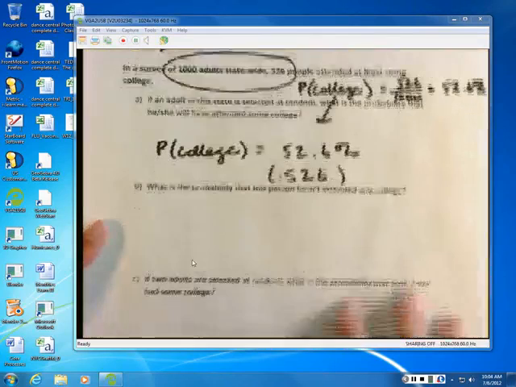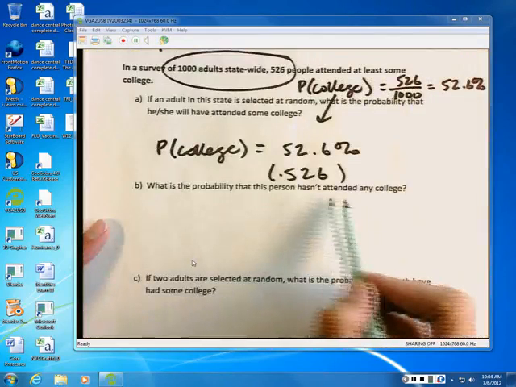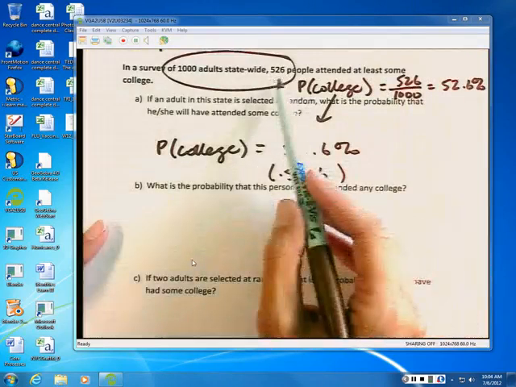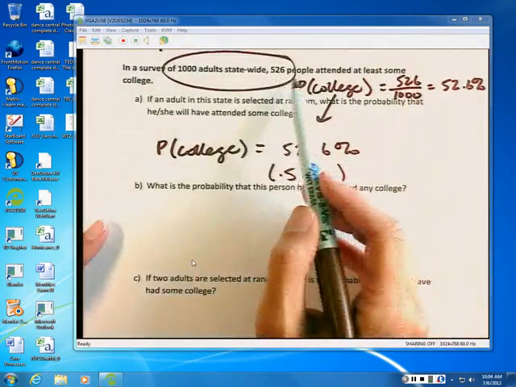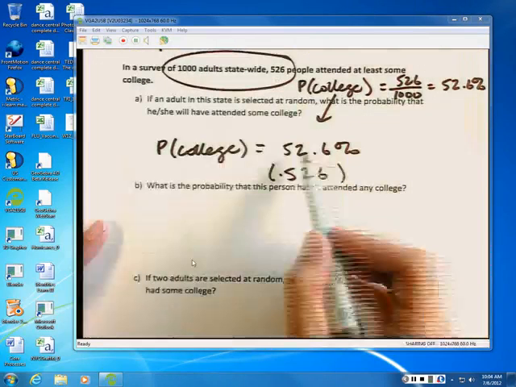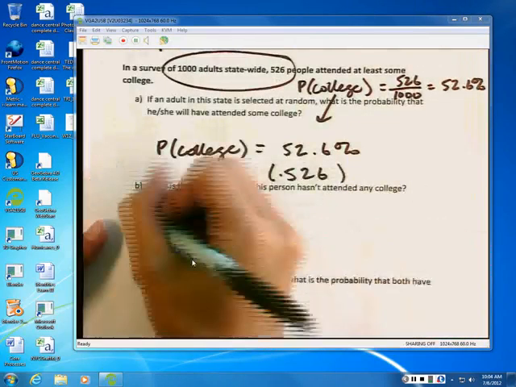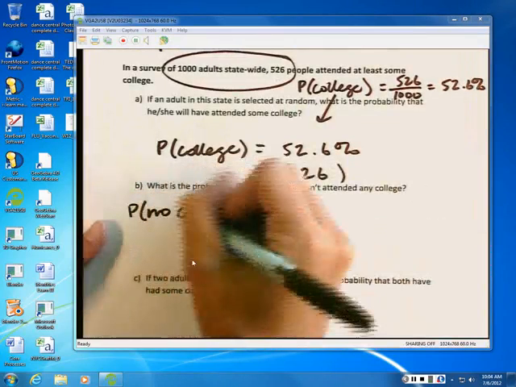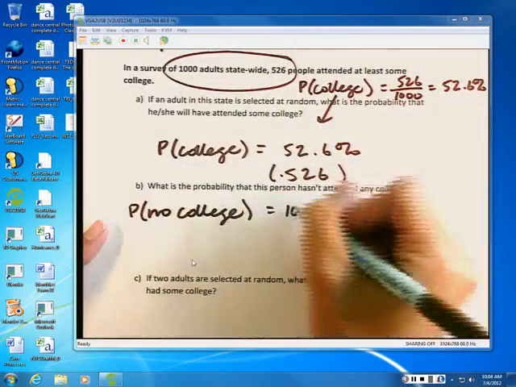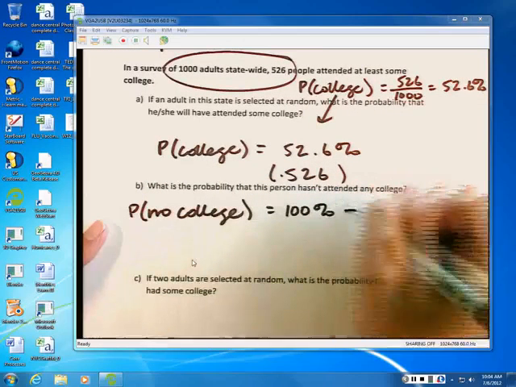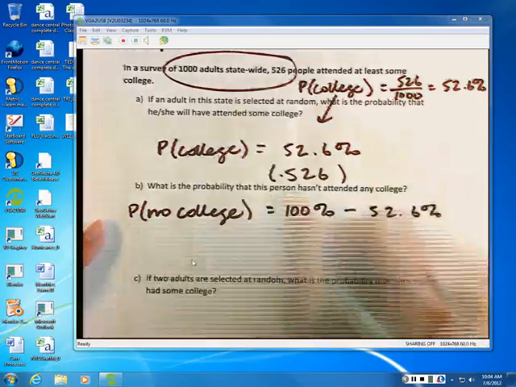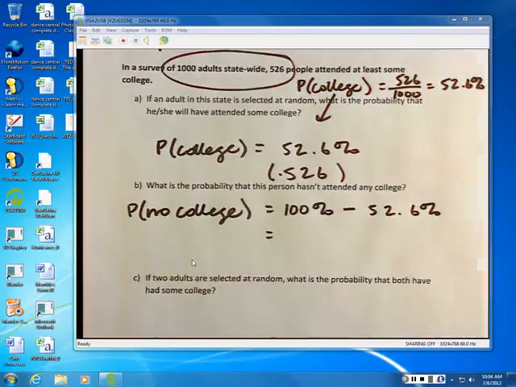What's the probability that this person hasn't attended any college? Okay, well, think about it. 526 people said they did, which means that the rest said that they didn't. Those 2 percentages. So the probability of no college is going to be the rest. 100% would be everybody. We're going to subtract the 52.6% who did. And when we do that subtraction, what we're doing is called the complement.